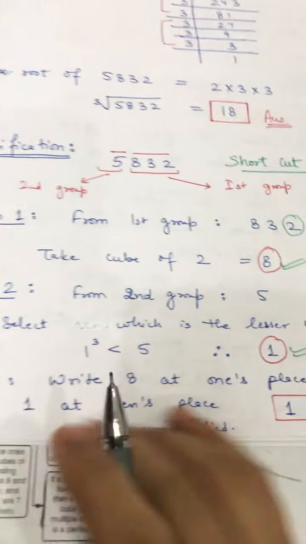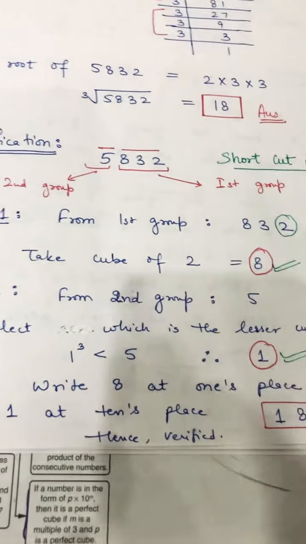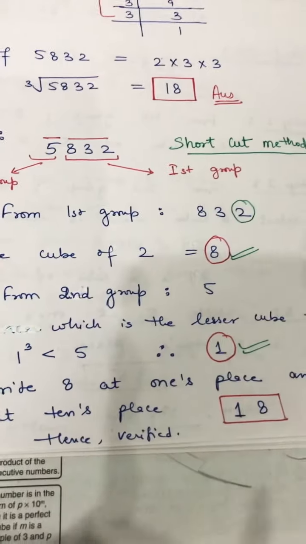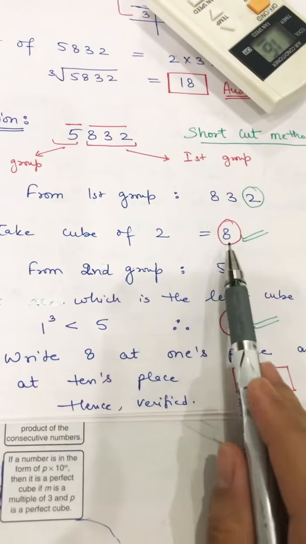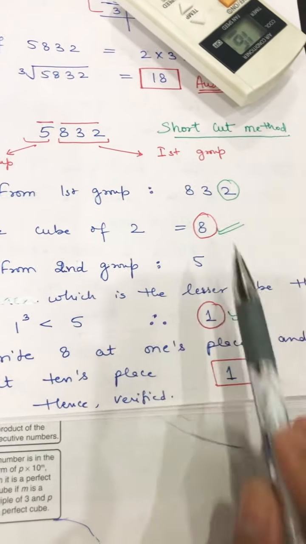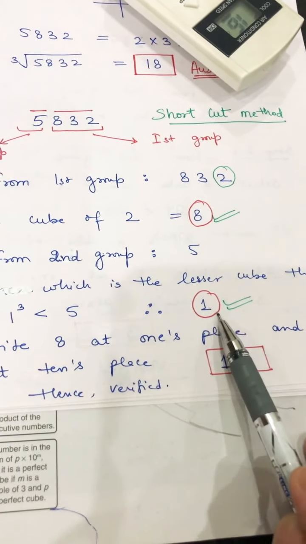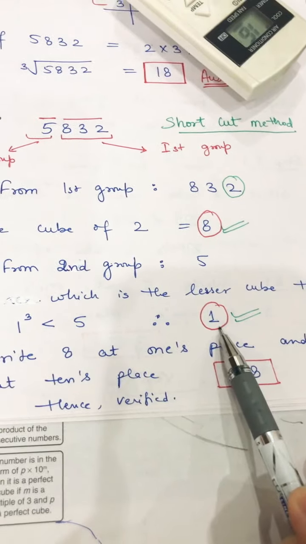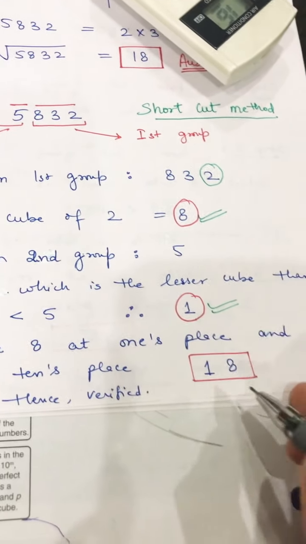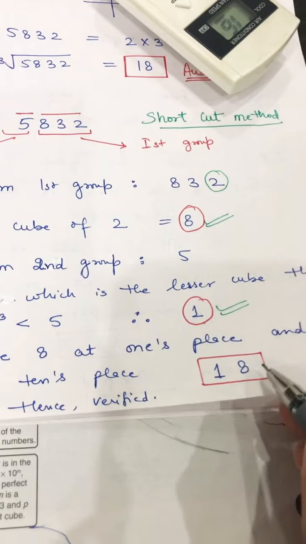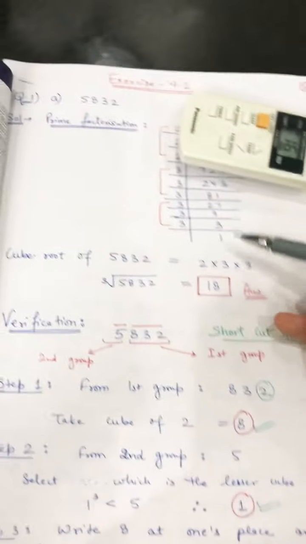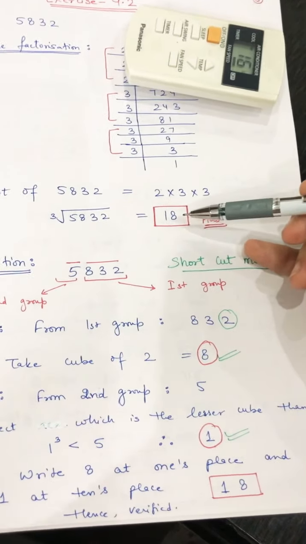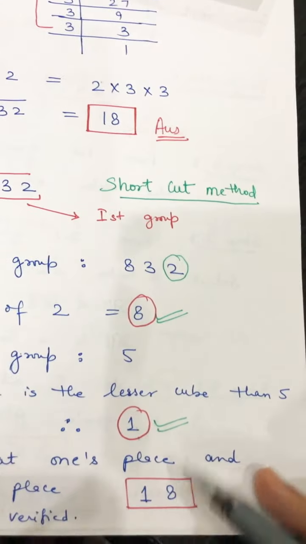Now the third step is to write down these values in a certain way. This 8 value, you have to write at the 1's place, and this 1 you have to write at the 10's place. So 8 will come here and 1 will come here. Now this is your answer, and you can match it with what you have done with prime factorization. Here the answer is 18, here again the answer is coming 18. So hence verified. This is your question.